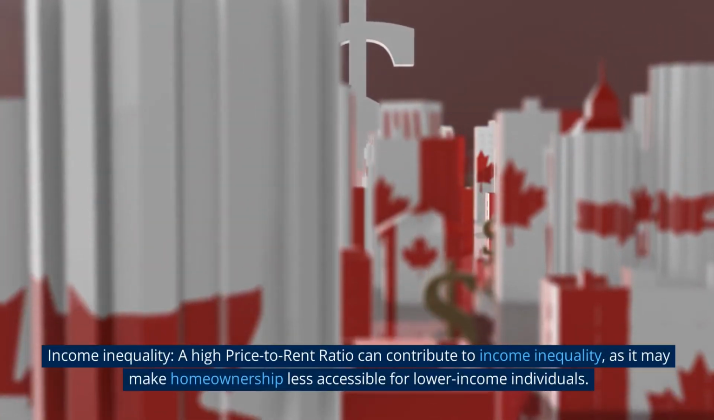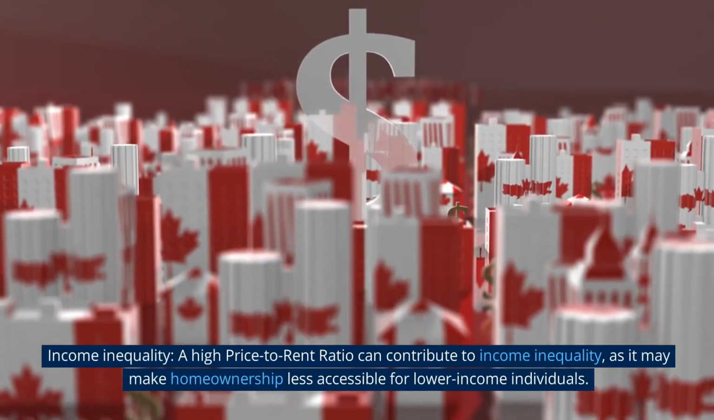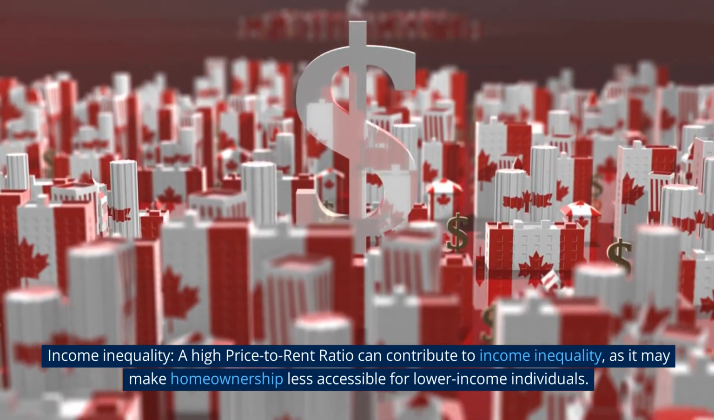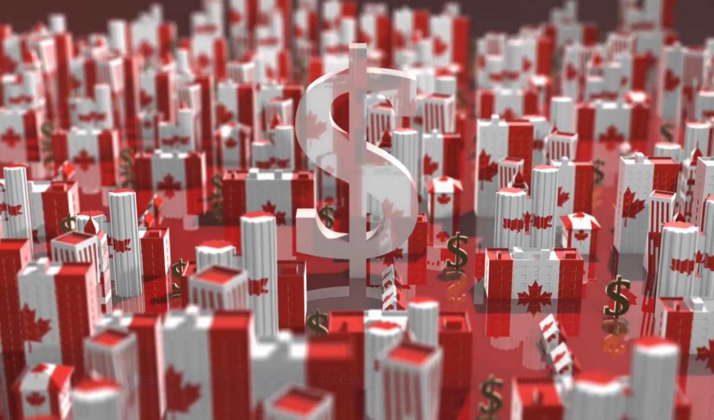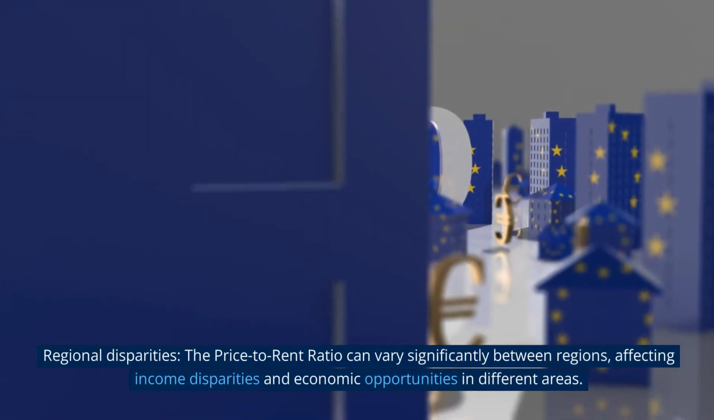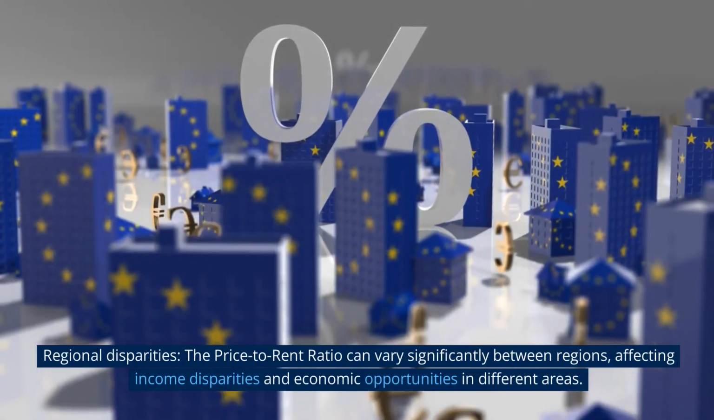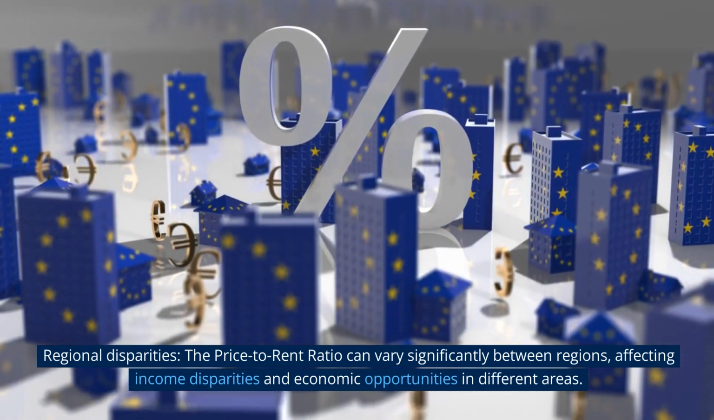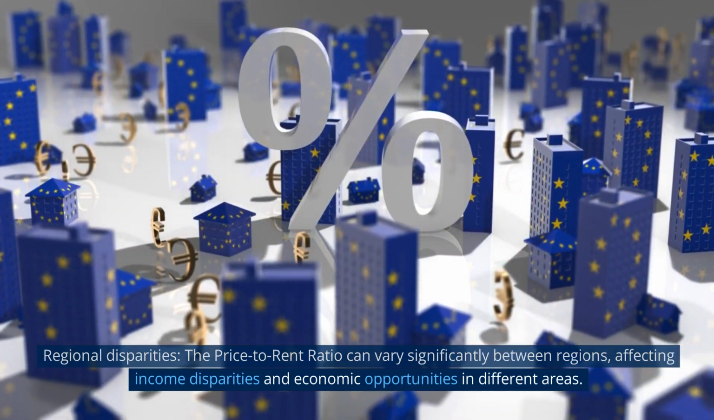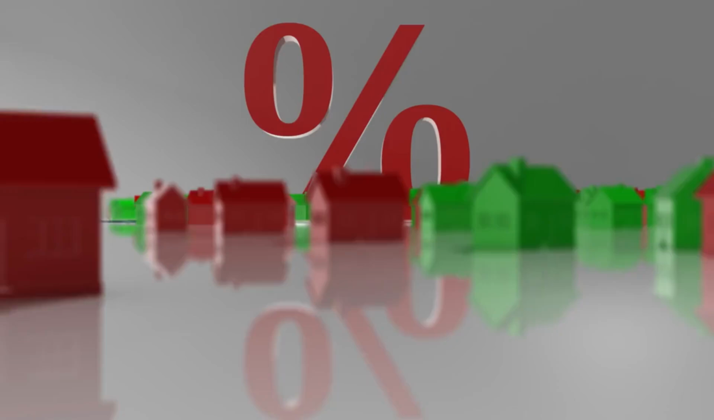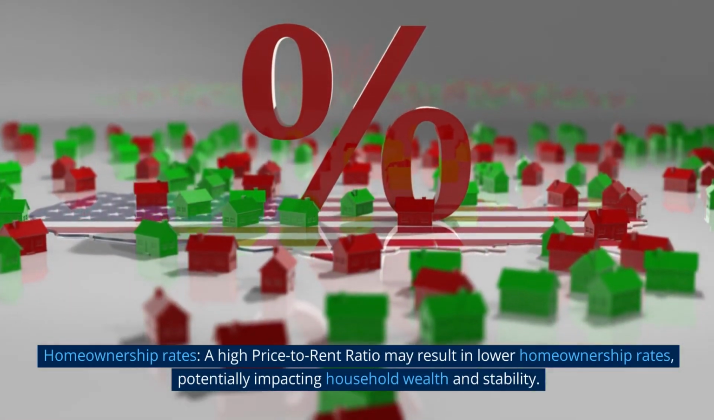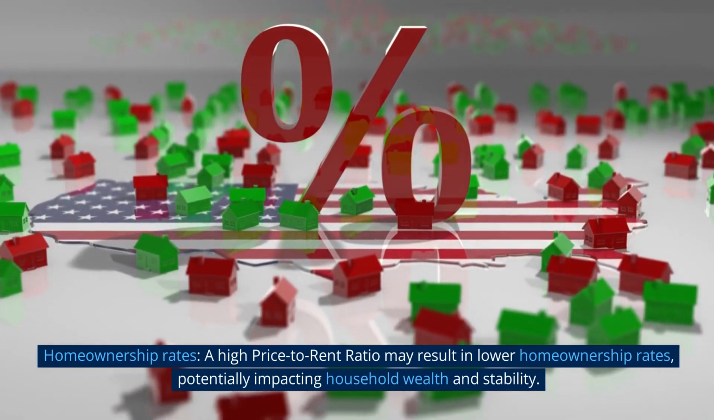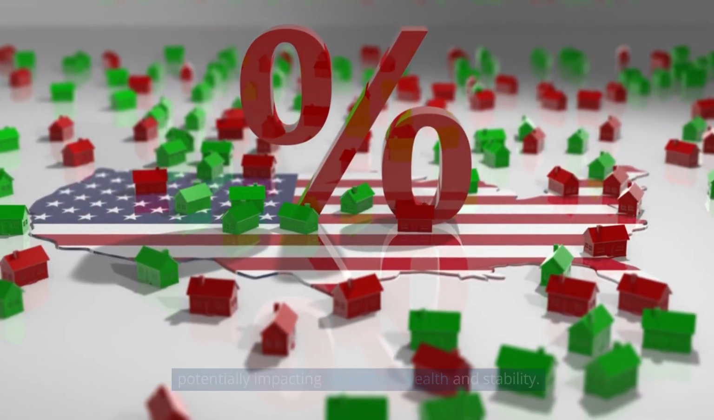Income inequality. A high price-to-rent ratio can contribute to income inequality, as it may make homeownership less accessible for lower-income individuals. Regional disparities. The price-to-rent ratio can vary significantly between regions, affecting income disparities and economic opportunities in different areas. Homeownership rates. A high price-to-rent ratio may result in lower homeownership rates, potentially impacting household wealth and stability.